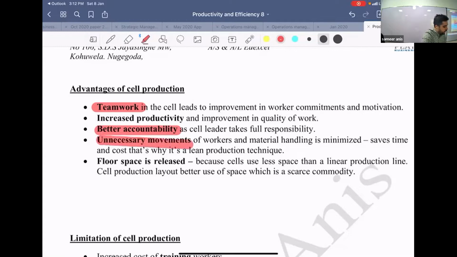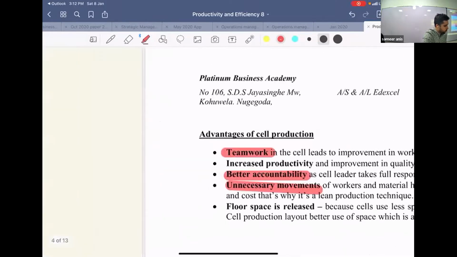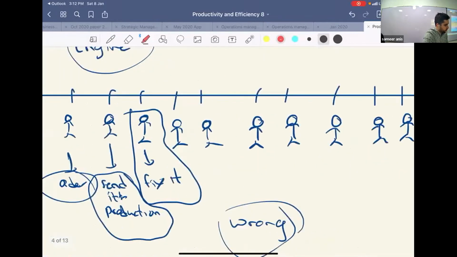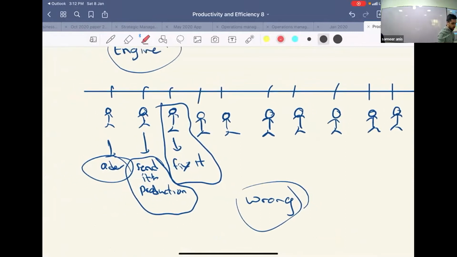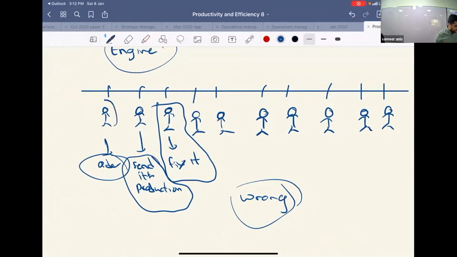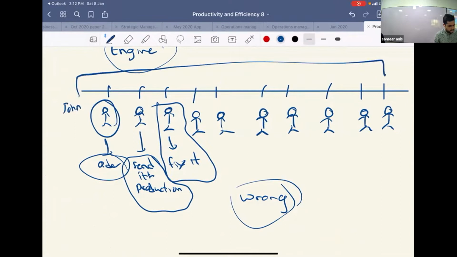Unnecessary movement is avoided. Now, guys, what do you mean by unnecessary movement? Listen to this. In a traditional line like this, let's say this guy, let's name him John, wants to meet this guy at the end of the production line, let's name him Sam. Guys, look at the distance he has to cover. There is a massive distance to be covered. There is a lot of movement. A lot of time may be wasted.